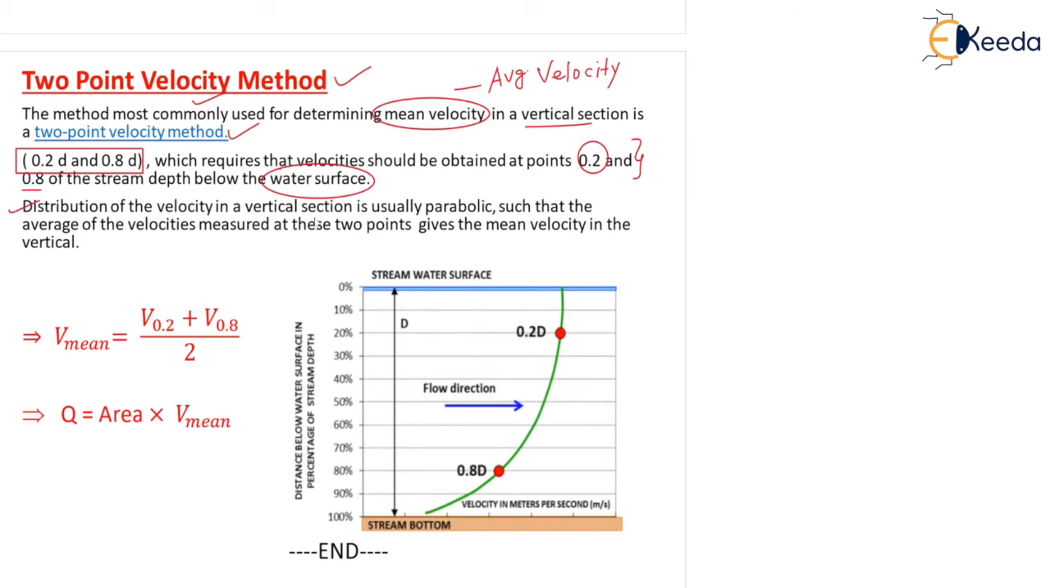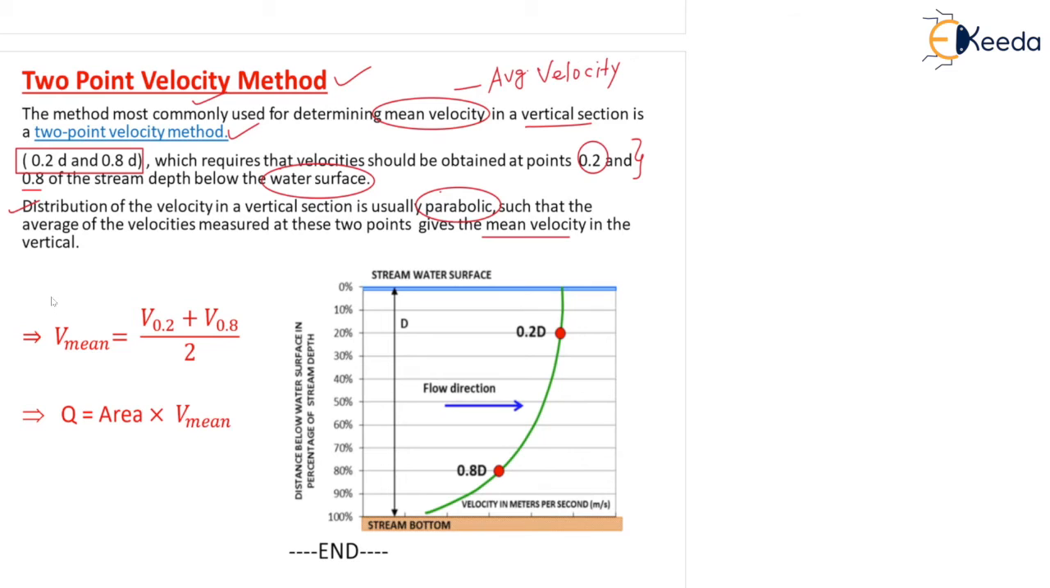Distribution of velocity in a vertical section is usually parabolic, correct? Such that the average of the velocity measured at these two points gives the mean velocity in the vertical. So you know that velocity distribution in a vertical section is usually parabolic, and if you want to find the average of the velocity, then you can go for this method, finding the velocities at 20% and 80% of the depth, and then you can take the average.